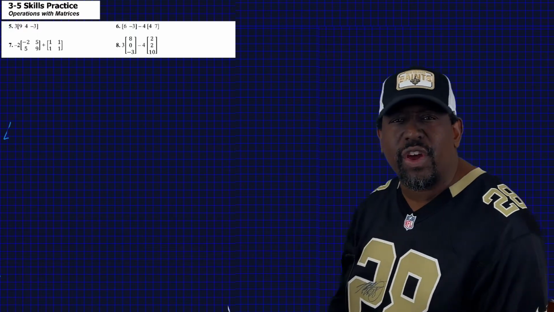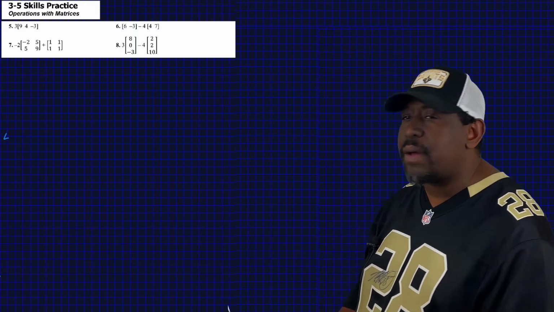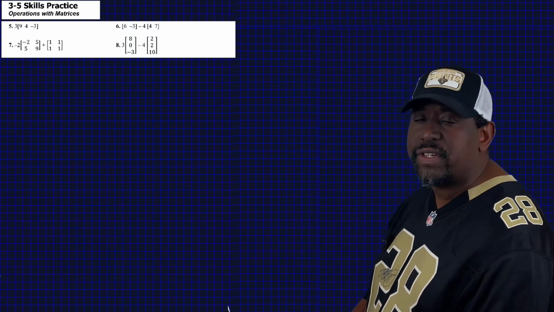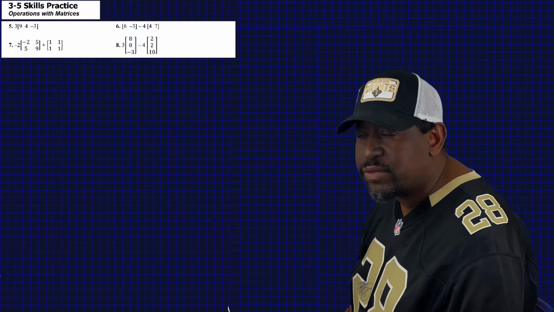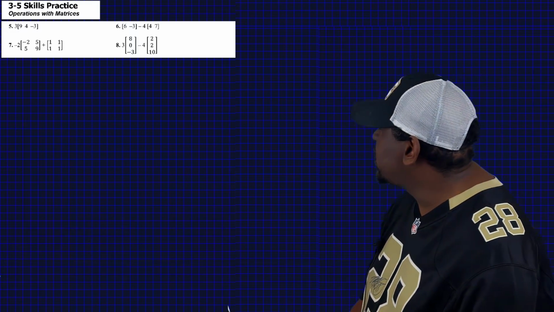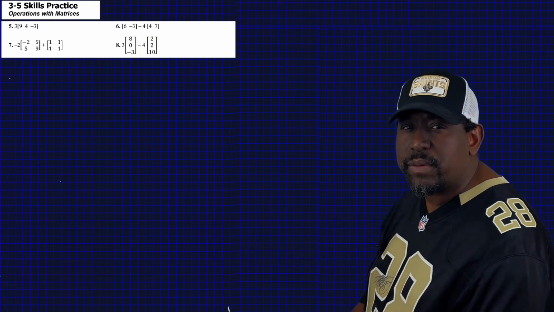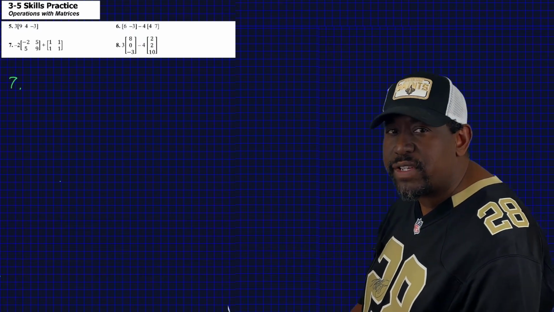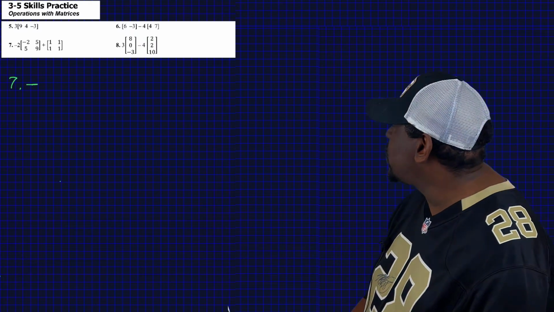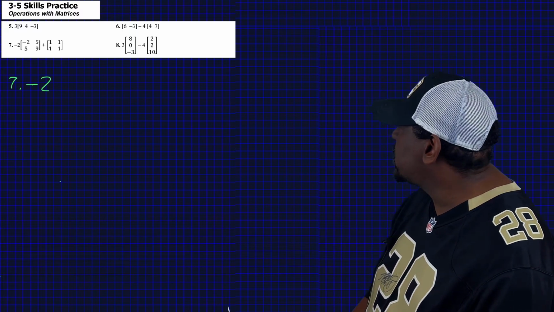So I hope we're learning. We're doing a variety of different operations with matrices. We've done addition, subtraction. We've done some multiplication. And so we want to do a variety of different problems so that you can gain confidence in all the concepts. So now we're going to do number 7.